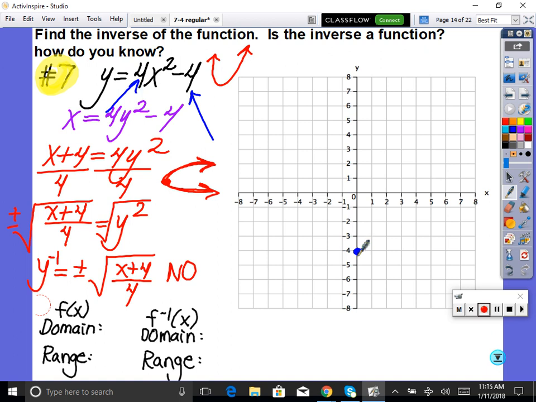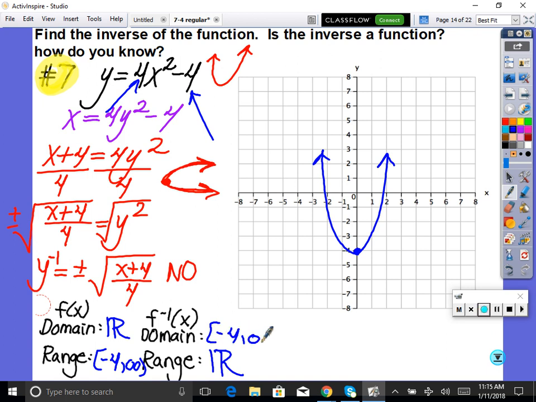Okay, so from here, we're just drawing a rough sketch, not a perfect sketch. I don't care if I'm drawing a perfect sketch. I just want to know domain and range. So what's my domain of the original? Yep, negative infinity to infinity. Therefore, now look, automatically I know my range of the inverse. What is my range of my original? Negative 4 to infinity. Therefore, my domain must be negative 4 to infinity.